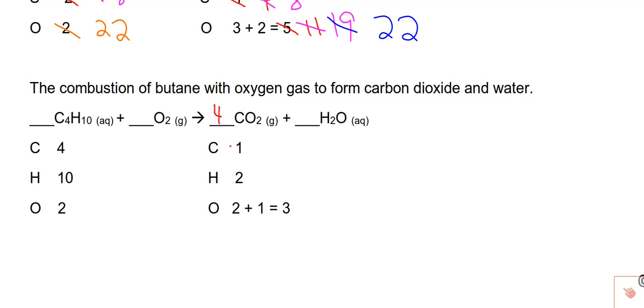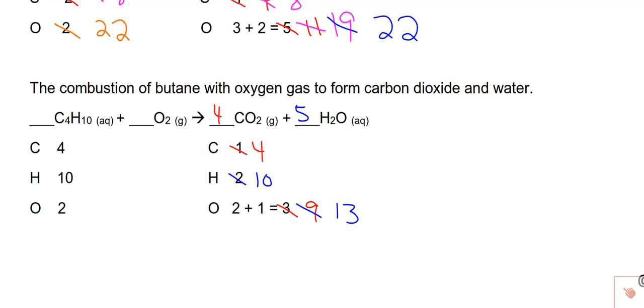So I would put a 4 here. That also changes my amount of oxygen. I have 8 plus 1 more, that's 9. Next, I would try to balance the hydrogen. If I balance the hydrogen, I would try putting a 5 here. That would give me 10. So if I have 5 oxygen for the water and then 8 more, that gives me a total of 13. My carbons are balanced and my hydrogens are balanced.